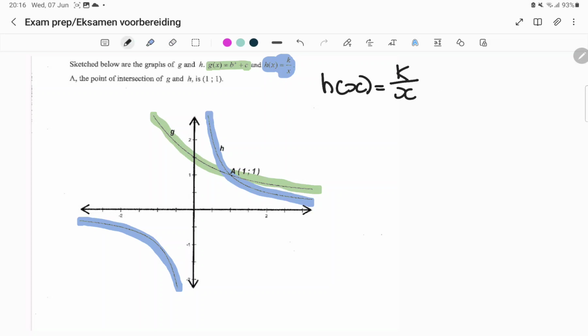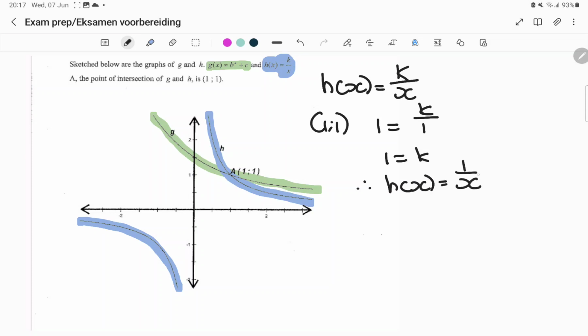Alright, then we have to have another random point. So the random point we have is (1; 1). And I'm always going to substitute that into my equation to get my unknown values. So in y's place I'm putting a 1, and in x's place I'm putting another 1. So this gives me that 1 is equal to k, meaning that the formula of my hyperbola will be h of x equals 1 over x.